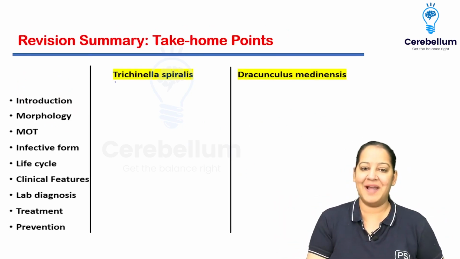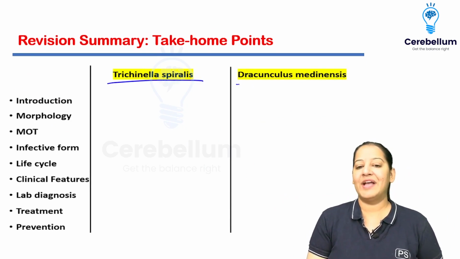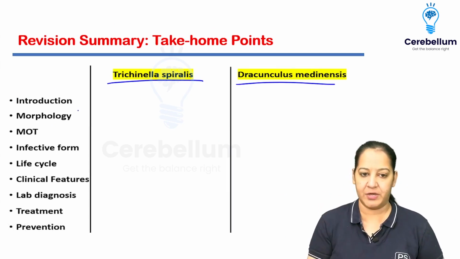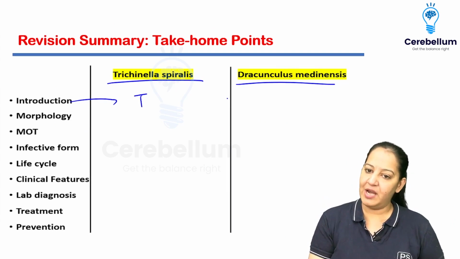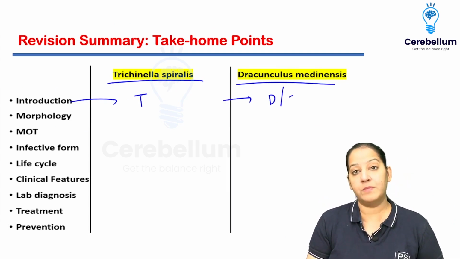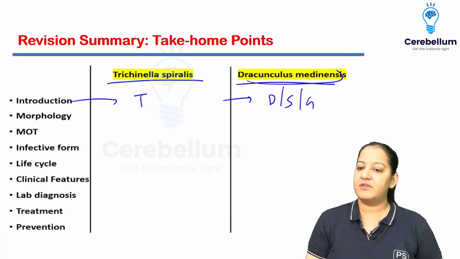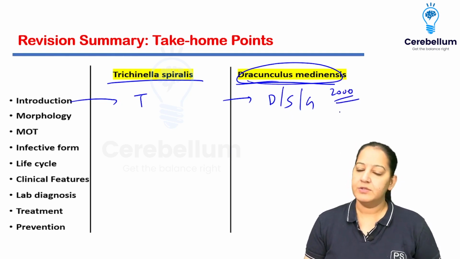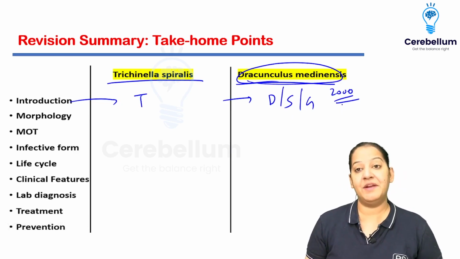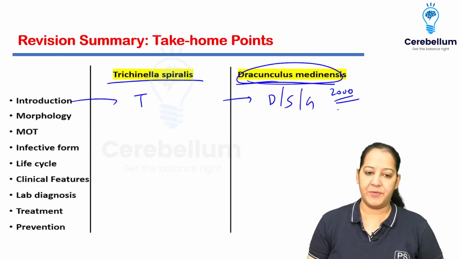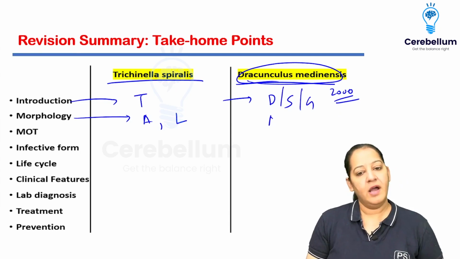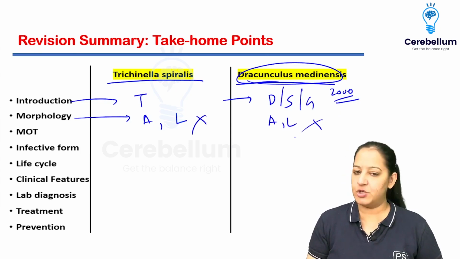Let me revise it quickly. Trichinella spiralis and D. medinensis, the two tissue or somatic nematodes. Here the other name is Trichinella only. Here the other names are dragon worm, serpent worm, Guinea worm. You can learn the other names. D. medinensis is eradicated from India, not from the world. It is better to use the word eliminated from India in 2000 because of the national program. In the morphology, here we have adult and larva, here also adult and larva, no egg stage.